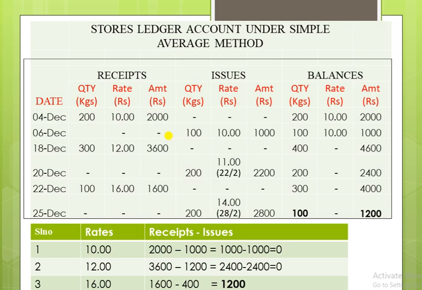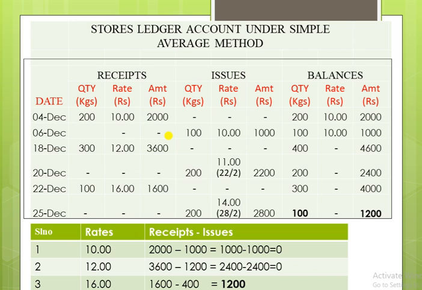So this is the format for the solution. The heading is Stores Ledger Account under Simple Average Method. The format is like this: date column, receipts column, issues column and balances column. So three main columns have to be provided. Under the receipts, we further divide into three more columns, that is quantity, rate and amount. Same in issues, quantity, rate and amount, and in the balances column also quantity, rate and amount. So this is the format for the stores ledger account.